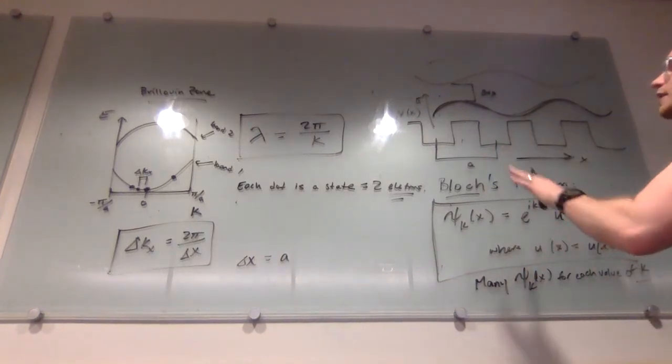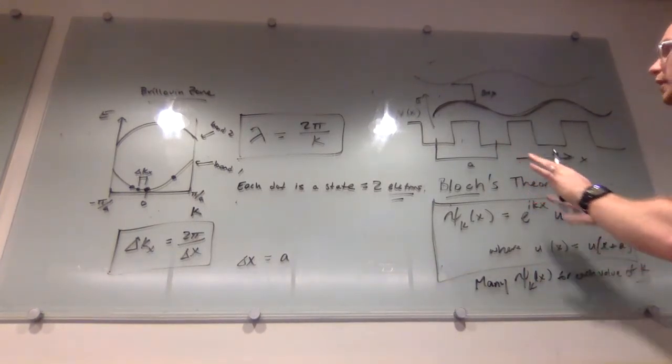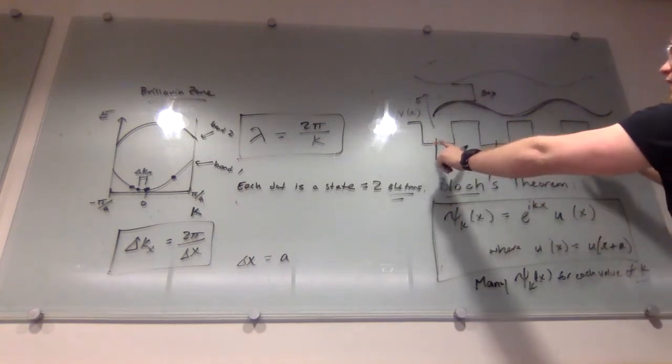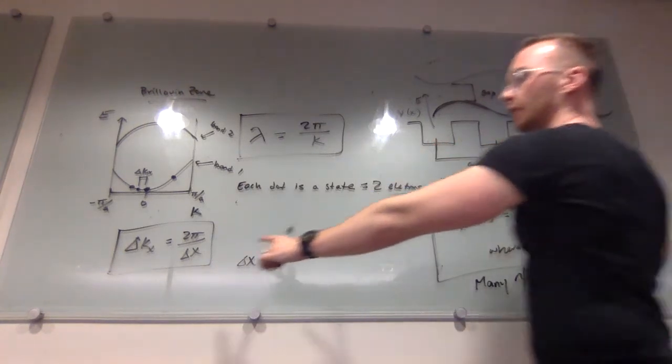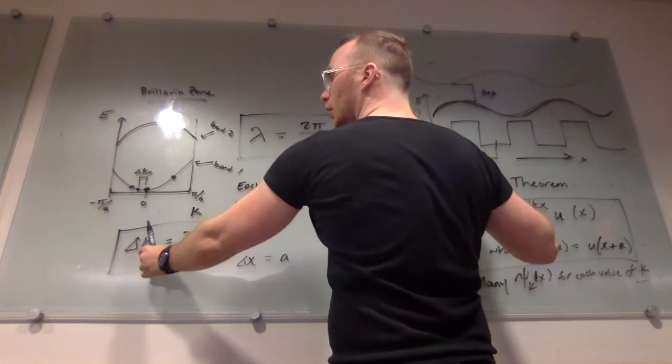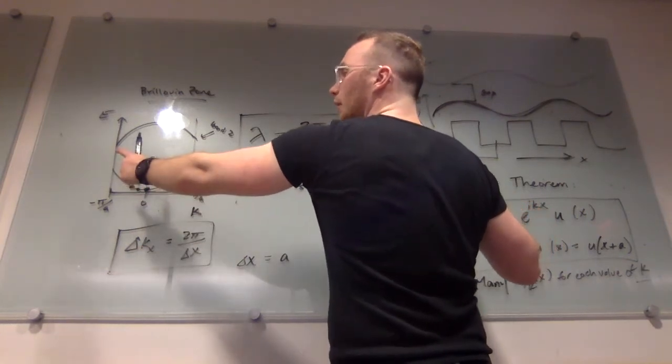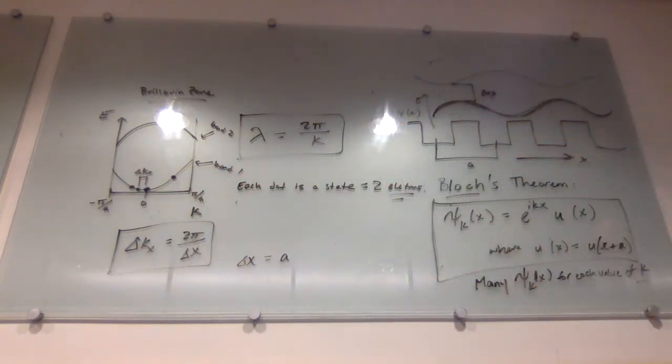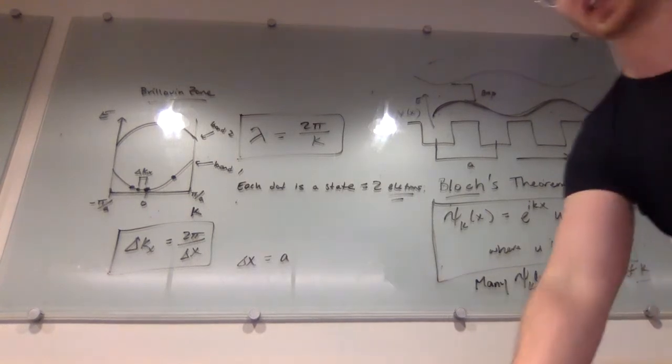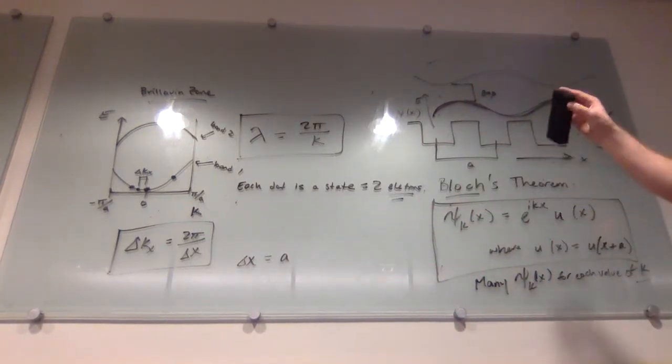Anyway, the point is that I'm trying to think if this makes sense. If you have a bigger distance between your crystals, if you have a bigger delta x, you would have a smaller delta k, and therefore you could fit more. So that kind of makes sense, right? You could fit more states. Sure, why not? Okay, I'll come back to this.